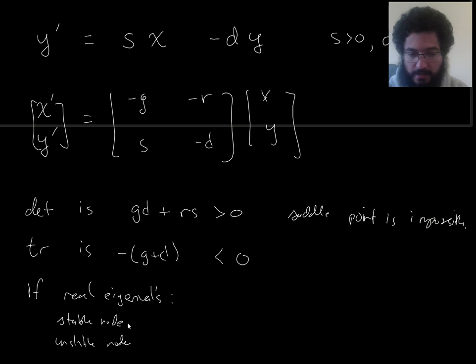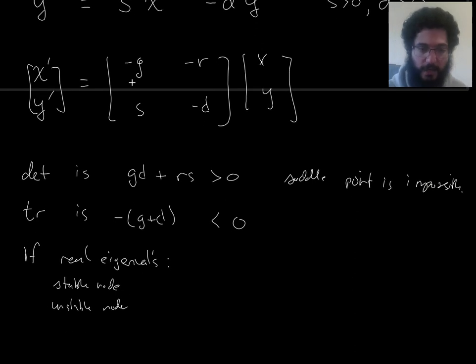Then there's the special ones, like if one of the eigenvalues is 0, then you have a line of equilibria. Or you could actually have repeated eigenvalues. Okay, whatever. Those are really special. So the parameters G, D, R, and S would have to be perfectly arranged in some way to make that exact thing happen. But these are more usually what you would get.